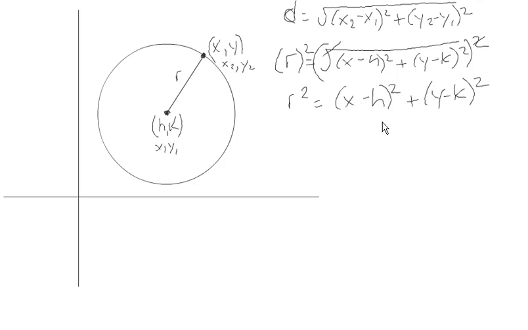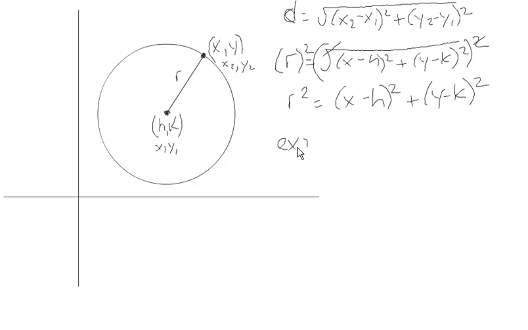Then we just need to remember that since the center is (h, k), positive h, positive k, and in the equation we have subtracted them, we always need to remember to change the signs for h and k when we are working with an equation.